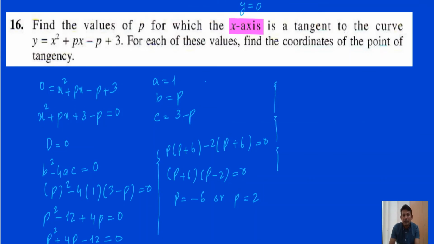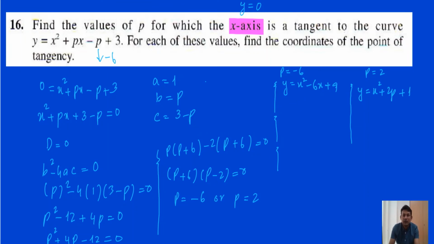What I have to do is copy the original equation. When p is minus 6, this will become y equals x squared minus 6x, and when I put the value here, minus 6 times minus 3 is plus 9. And the second equation is when p is 2, so y is equal to x squared plus 2x, I'm just putting the value in the original equation, and minus 2 plus 3 is plus 1.